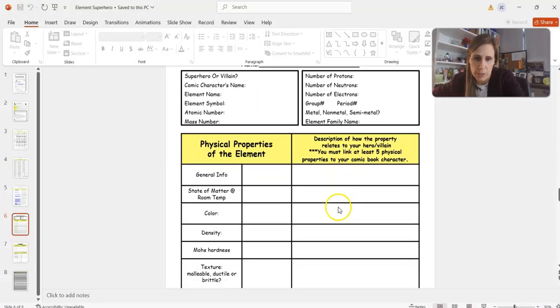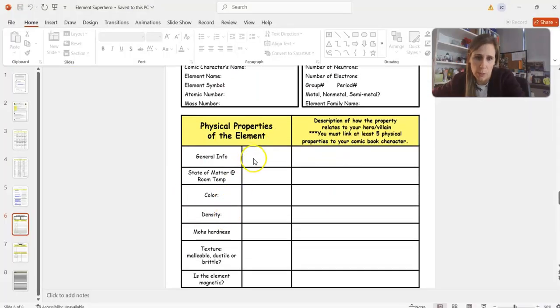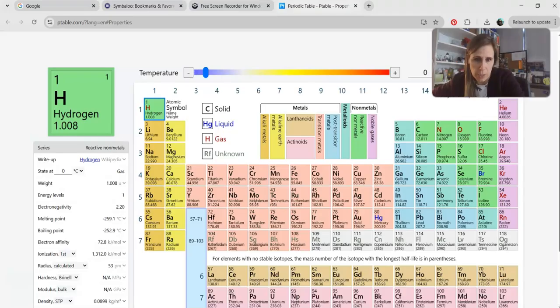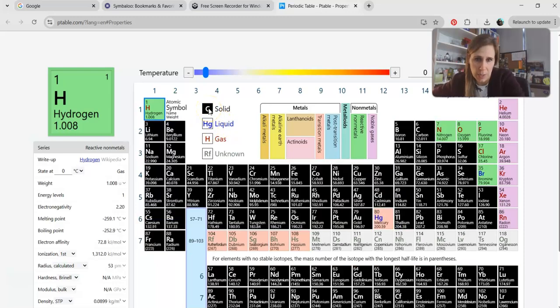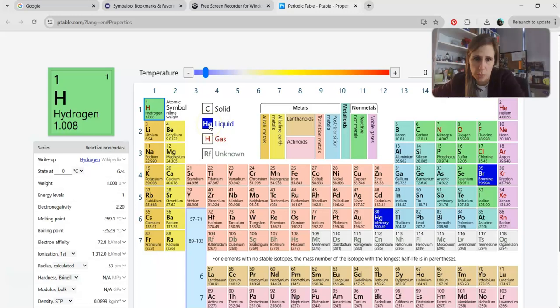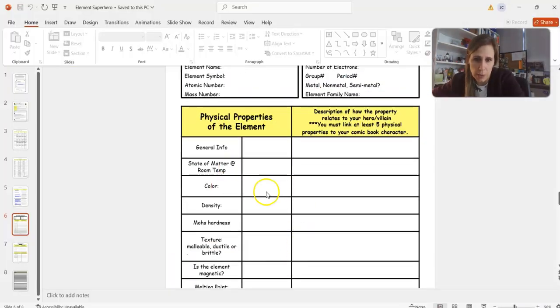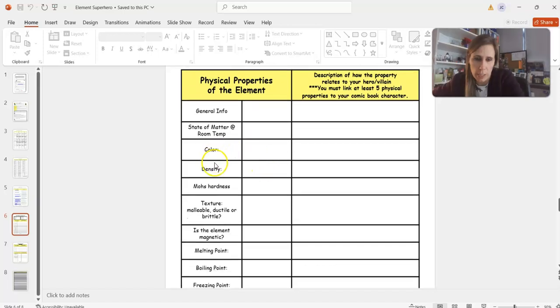Then you're going to go down and look at some physical properties. What's some general information about your element? The state of matter at room temperature. Again, you can use your periodic table for this. When I highlight this, these are all my solids at room temperature, liquids at room temperature, and gases at room temperature. Color, you can research that, Google, whatever the case is. Density. Mohs hardness is how hard the element is. For instance, diamond's not an element, but it's very, very hard.